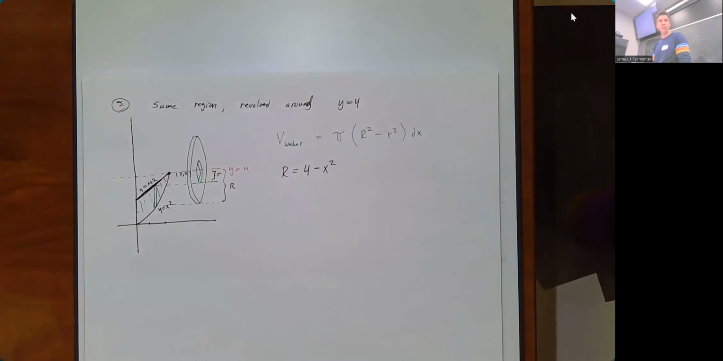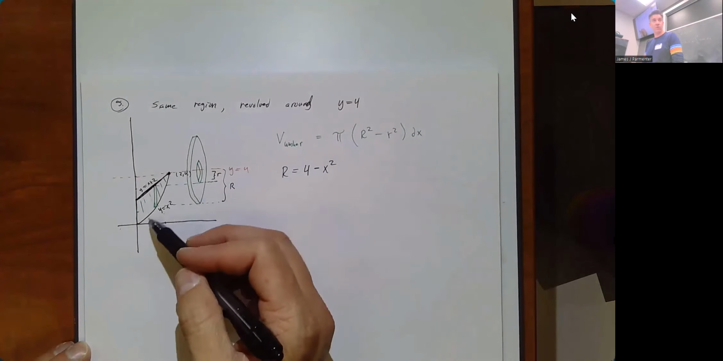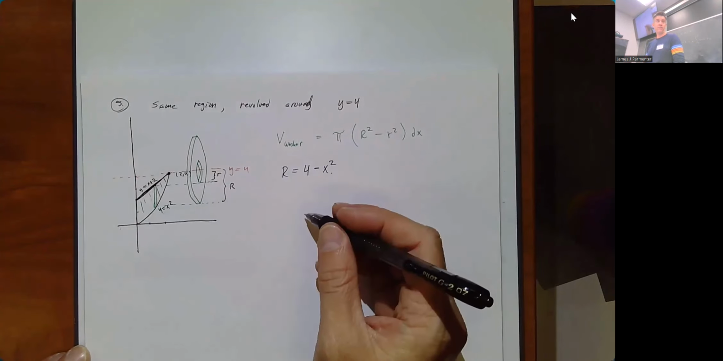4 minus x squared. And it does need to be 4. Okay, technically you get away with subtracting in the wrong order here because we're going to square it, and if it was negative, it'll turn into positive. But to be correct, we should subtract in the correct order. Y equals 4 is definitely bigger than y equals x squared on this interval, and we should have the bigger thing minus the smaller thing so that our radius is positive.